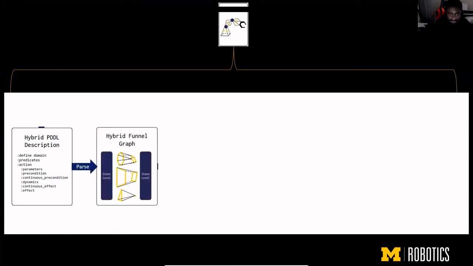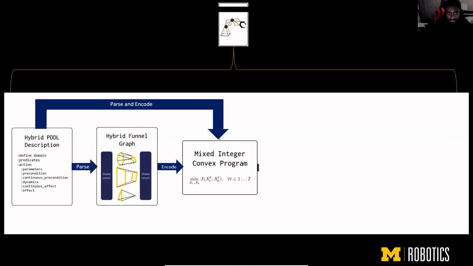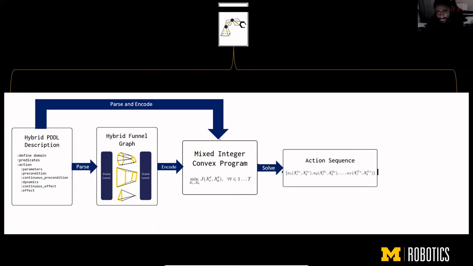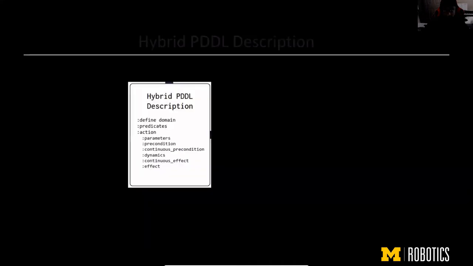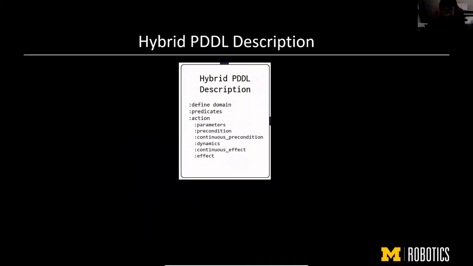Next, we pass this task representation as a hybrid funnel graph. And then after building the hybrid funnel graph, we encode both the hybrid funnel graph and the hybrid PDDL description as a mixed integer convex program, which we then solve to obtain a logically consistent sequence of actions, each with its corresponding optimal continuous parameters. And this action sequence is then executed by the robots. The next few slides will go into detail. We'll give a detailed description of all of the components.